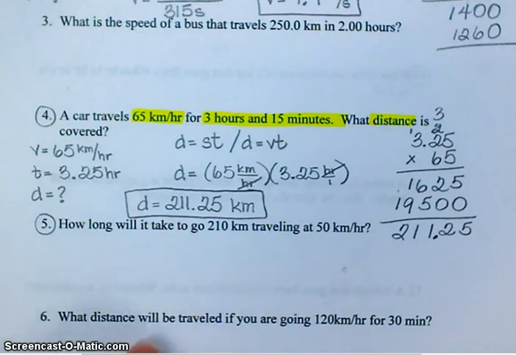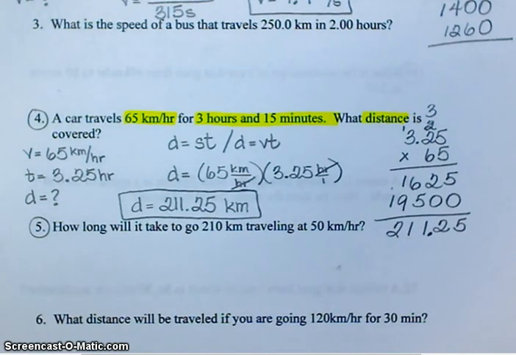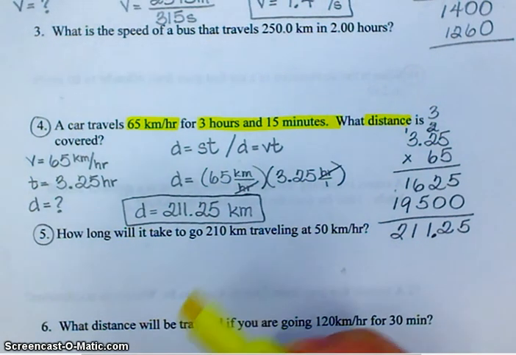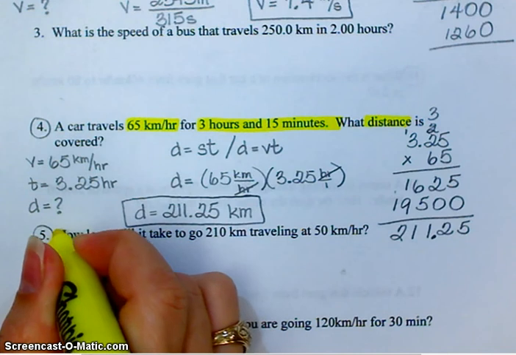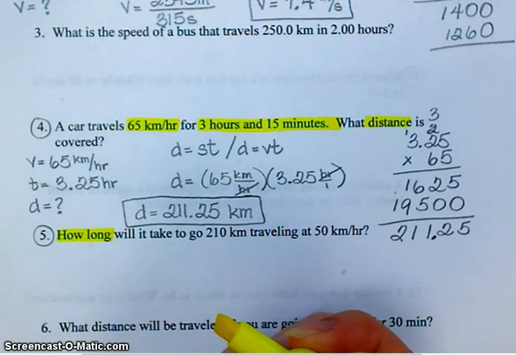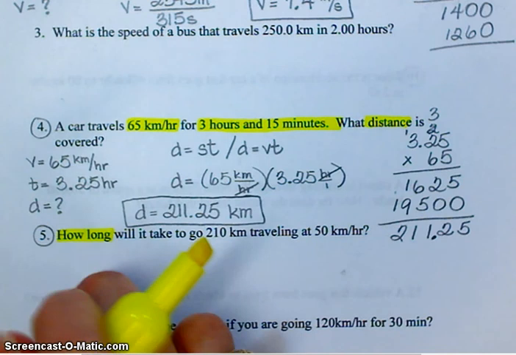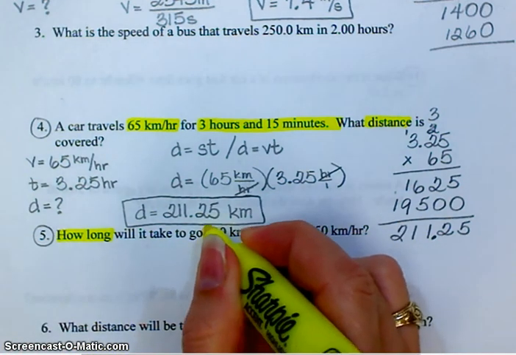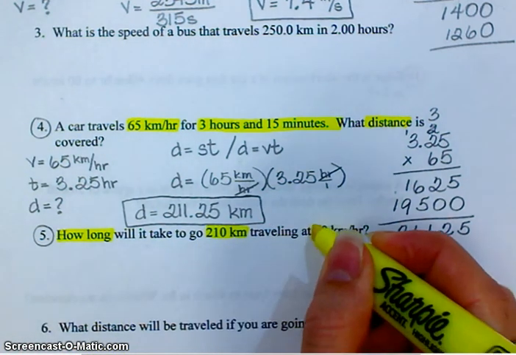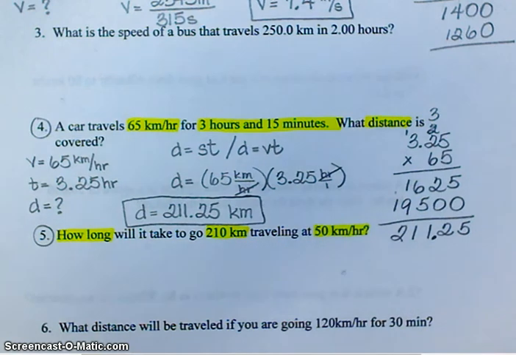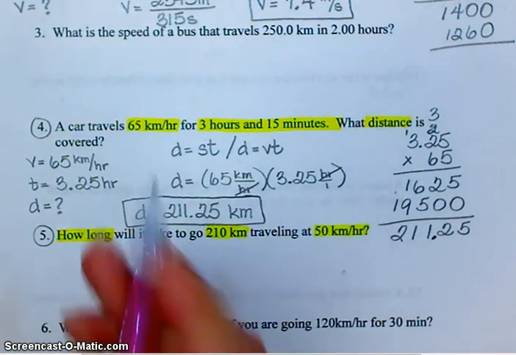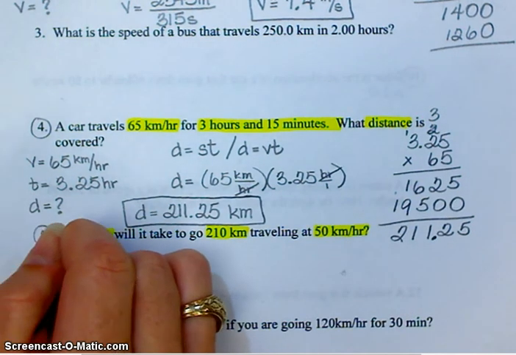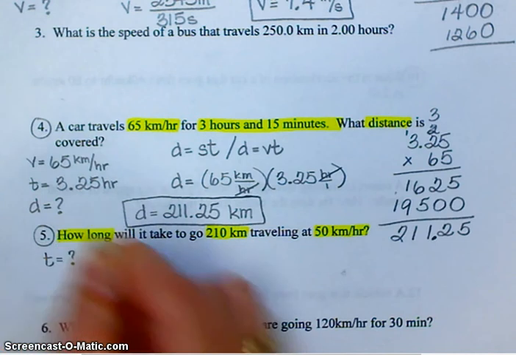All right, going on to number 5. It says, how long will it take to go 210 kilometers traveling at 50 kilometers per hour? Guys, if I ask you how long is something going to take, what am I asking you? I'm asking how much time. How long will it take is time. And then I've got 210 kilometers, and I've got 50 kilometers per hour. So let's list everything. How long is time? So I'm going to put T equals question mark.